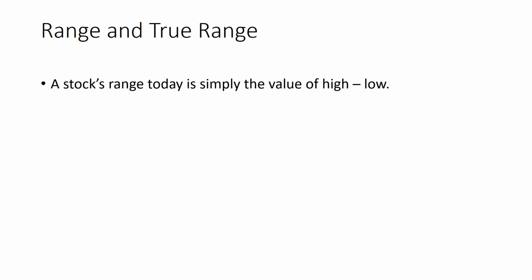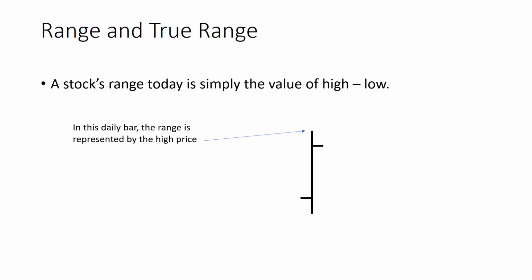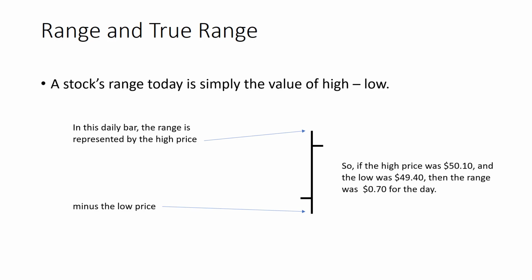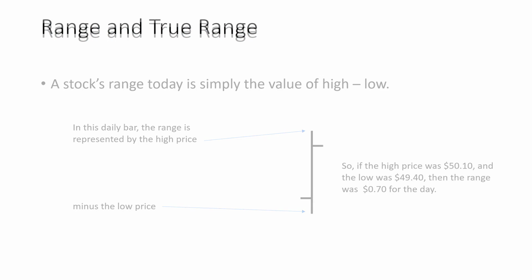Stock's range today, I think everybody knows what this means. It's just the high minus the low. So if we have a bar, this is your high price, subtract the low price, and if the high was $50.10, the low was $49.40, then what we have is a 70-cent range on the session.